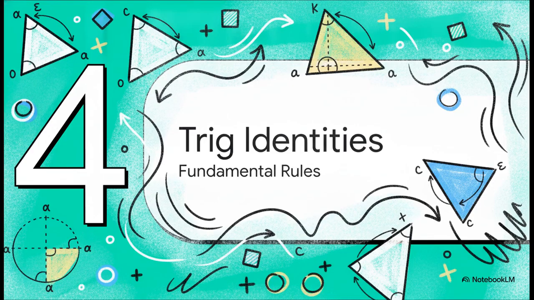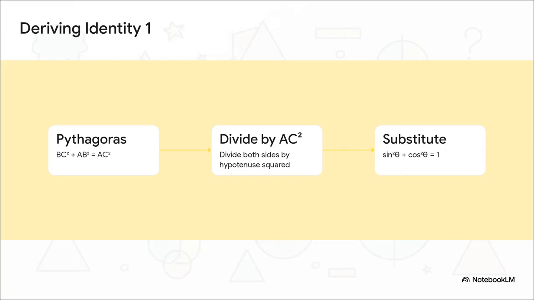Section 4. Fundamental Trigonometric Identities. Pay close attention here because we have reached the most important part of today's class. We will now systematically derive the 3 fundamental rules that govern this entire chapter. Let's prove the very first identity step by step.